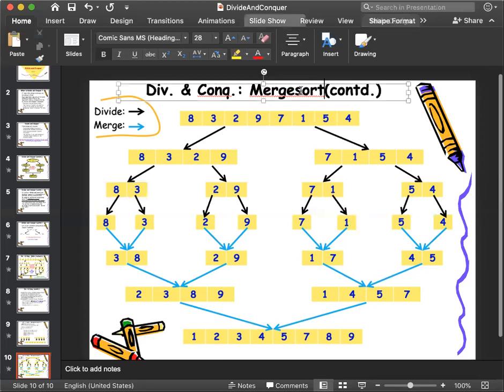Okay, so your task for the lab is you have to find out the code of the merge sort.